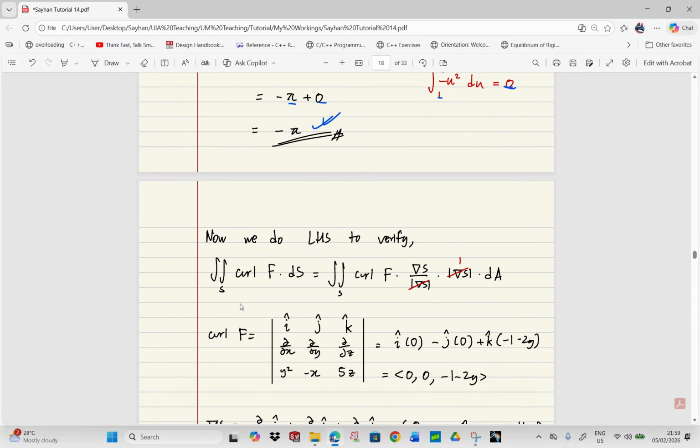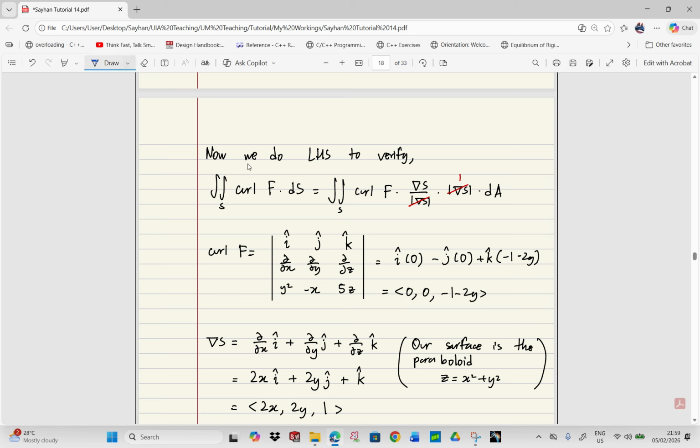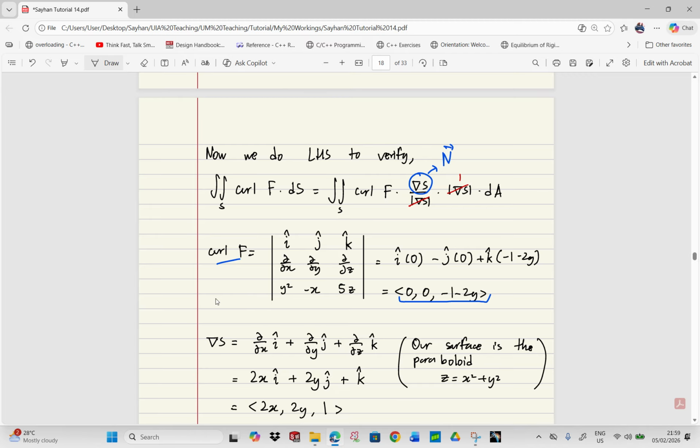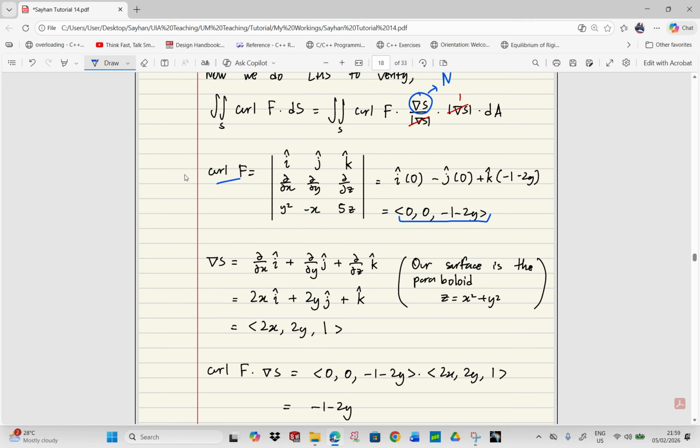Now you do the left hand side, which is the surface integral with the curl. You find the curl of f first, which is 0, 0, and negative 1 minus 2y. And since we are finding the gradient of the surface vector, which is our normal vector, in this case that's basically the gradient vector of the surface itself. Our surface is a paraboloid, so it's just z equals x squared plus y squared.